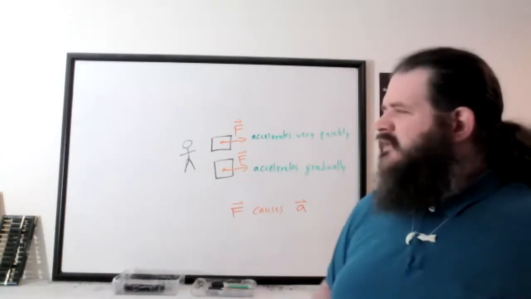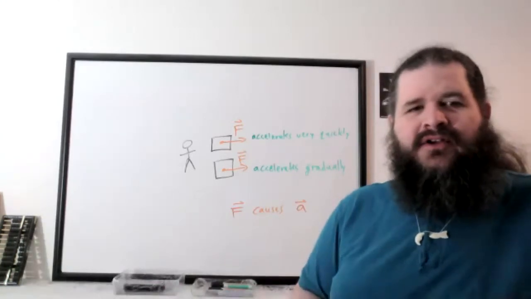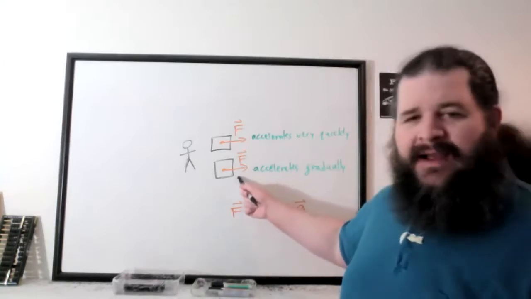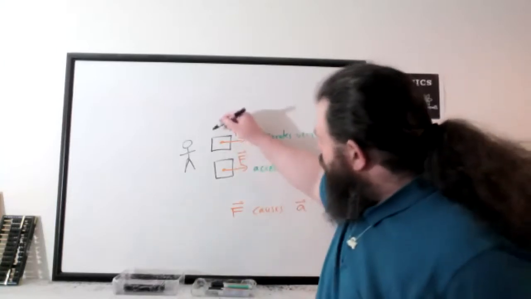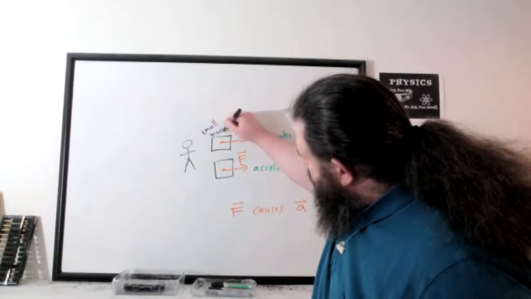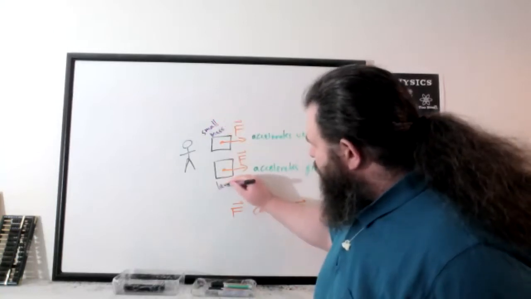Yeah, I wouldn't necessarily say heavier though, because heavier usually refers to weight, gravity. But yeah, the second one is definitely more massive. The first one is less massive. So this is a small mass, and this is a larger mass.